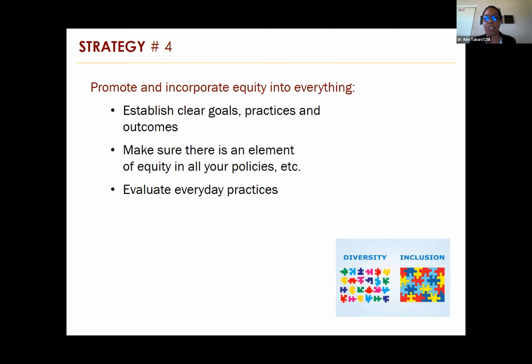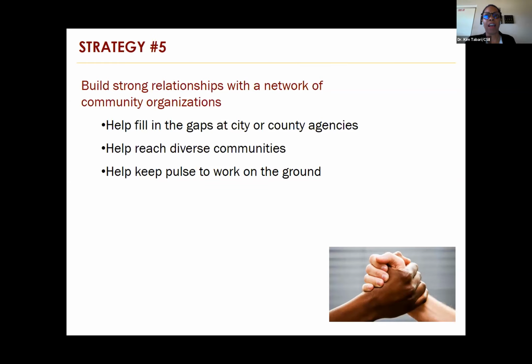The fourth strategy, to promote and incorporate equity into everything, really wanting you to establish clear goals and practices and outcomes, make sure that there's an element of equity in all of your policies, and evaluate everyday practices that your organization is engaged in. Five, build strong relationships with a network of community organizations.